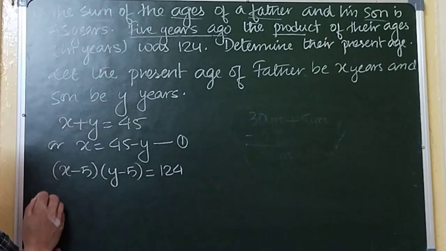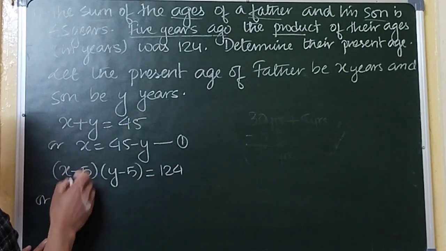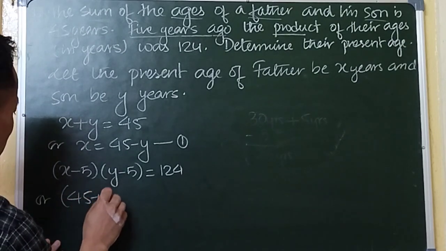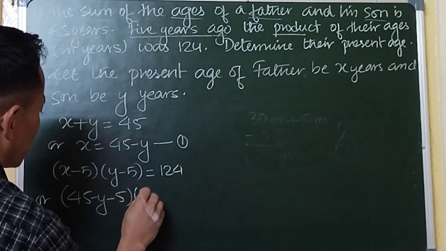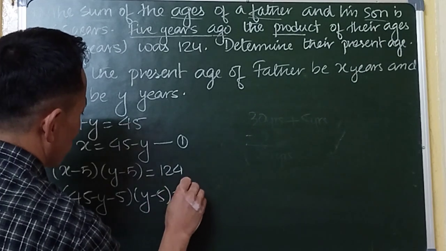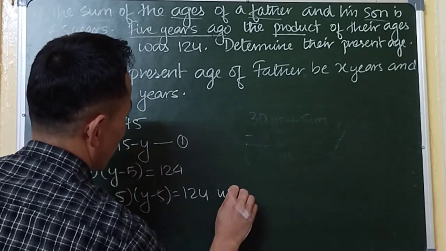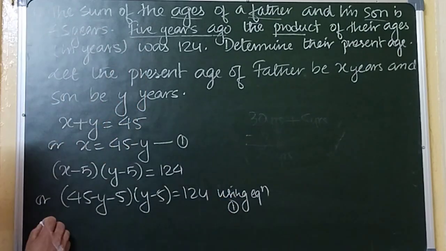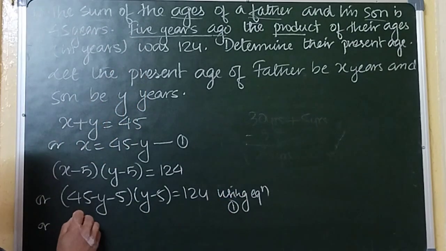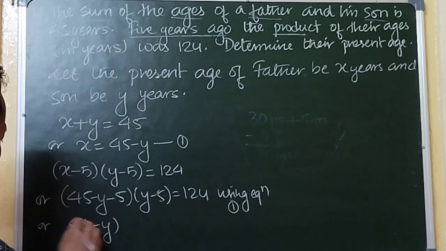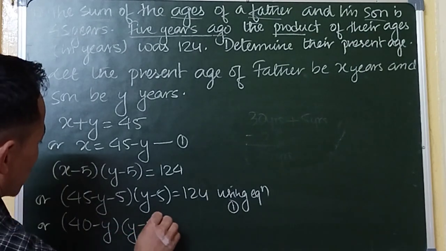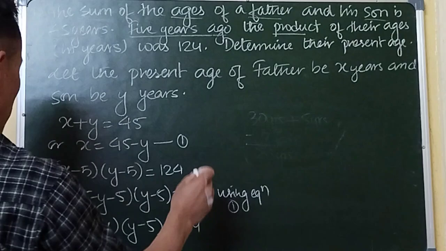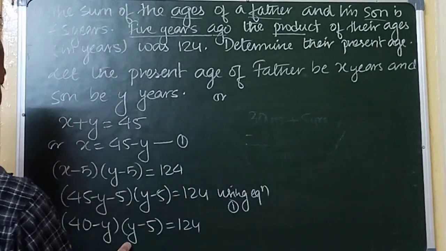So let's do this question. We'll replace x equals 45 minus y. So (45 minus y minus 5)(y minus 5) equals 124. We have used equation number 1 here. This will give us (40 minus y)(y minus 5) equals 124. Then multiply this, you will get 40 times y.